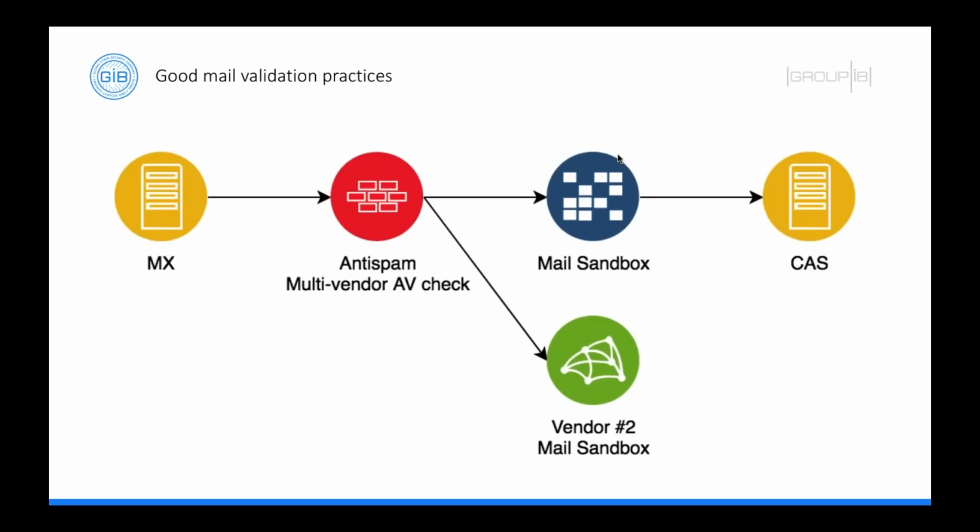Another approach is very similar, but there are two vendors on the infrastructure. One vendor is deployed inline with mail, so it actually blocks malicious mail, and another vendor is operating on the copy of mail traffic, analyzing what happens there. So at this point, you could easily compare the alerts provided by vendor number 1 and vendor number 2 and see which was better in which cases.